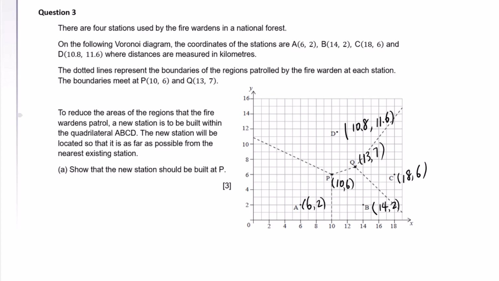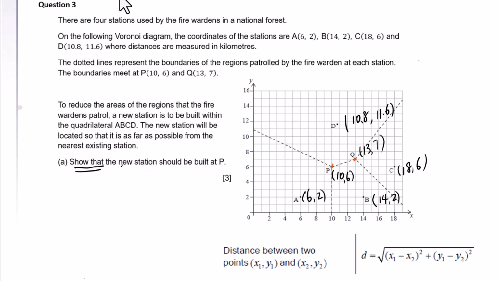To reduce the areas of the regions that the fire wardens patrol, a new station is to be built within the quadrilateral ABCD. The new station will be located so that it is as far as possible from the nearest existing station. A. Show that the new station should be built at P.